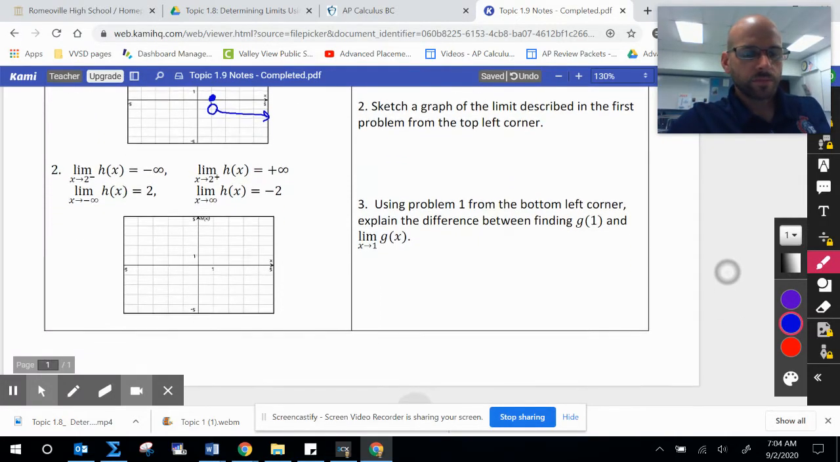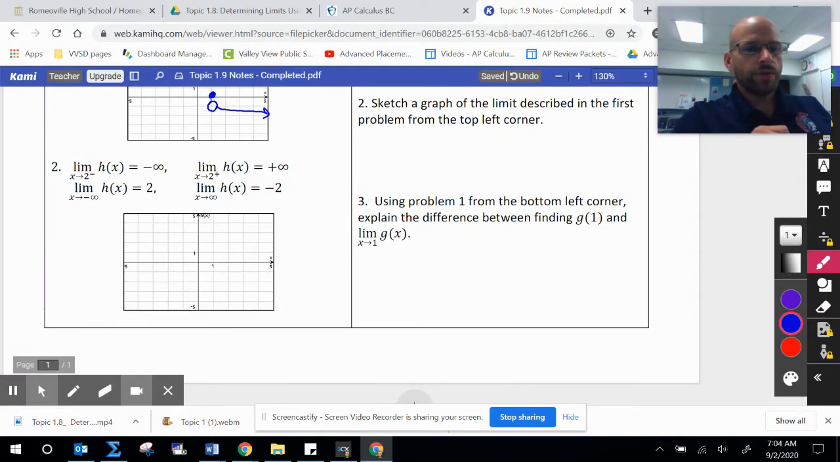Let's do one more. The limit as x approaches 2 from the left. So as I approach 2, there's my 2. From the left it is going to go down to negative infinity. As I approach 2 from the right, I'm going to go all the way up to positive infinity. As I approach negative infinity, so as I go to the left side of my graph forever and ever, it's got to go to a value of 2. And as I go to the right side of my graph, it's got to go to -2.